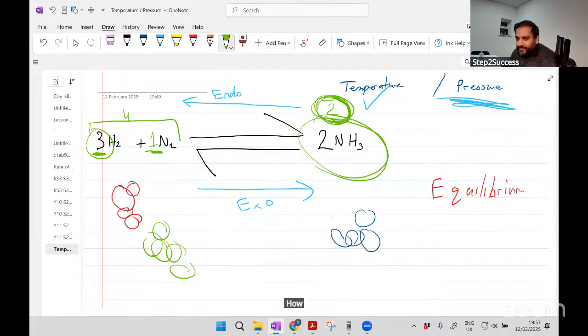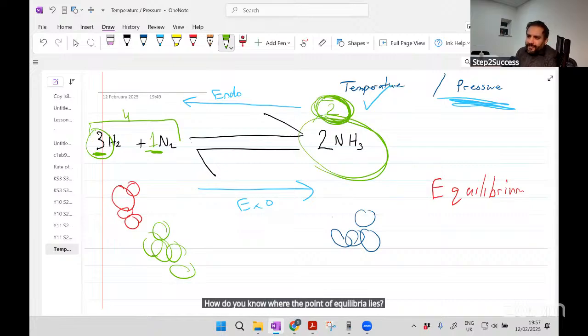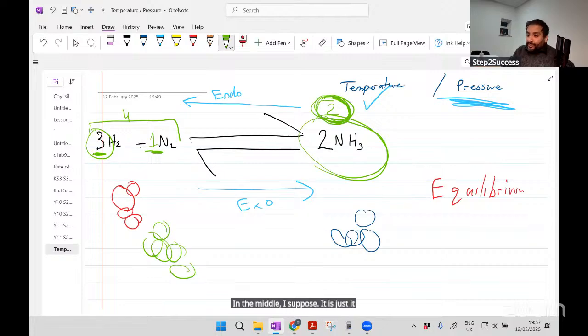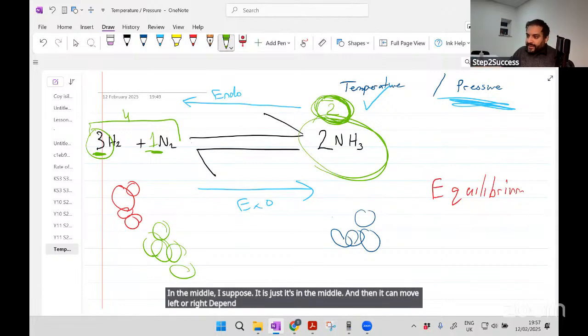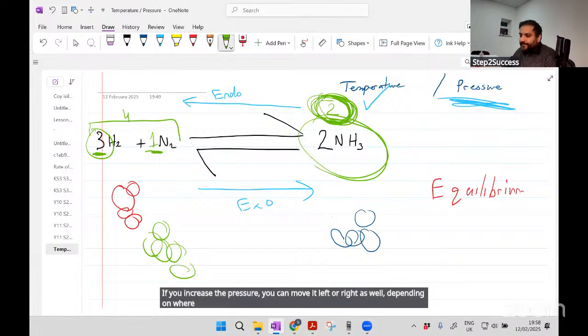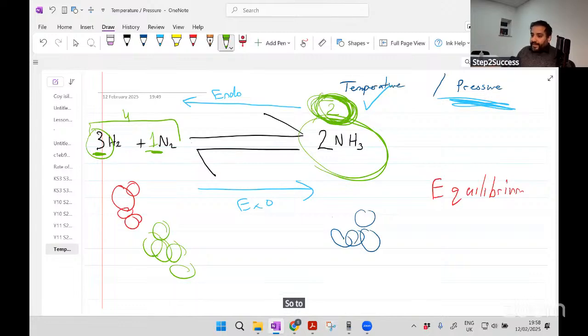How do you know where the point of equilibrium lies? I'm not sure what you mean by that question, but I'd have to clarify. But I think what you mean is the point of equilibrium at the beginning is in the middle, I suppose. It's in the middle, and then it can move left or right depending on what conditions you change. As I just explained, if you increase the temperature, it moves to whichever side the endothermic direction is. So if it's on the left, it goes to the left. If endothermic is on the right, it moves to the right. If you increase the pressure, you can move it left or right as well, depending on where the smaller number is. So to start with, every reversible reaction reaches equilibrium. Think of it as just being in the middle, right?